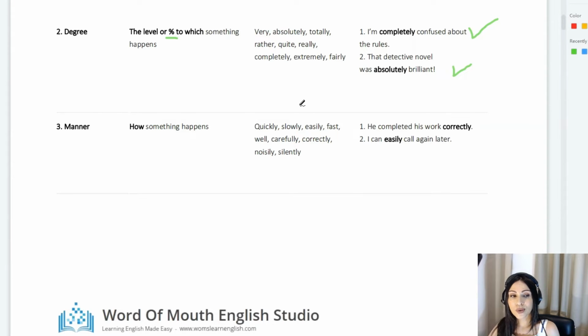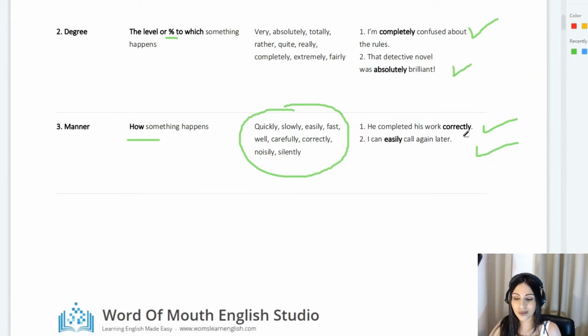We also have adverbs of manner that indicate how an action happens, whether it happens correctly, noisily, silently, or quickly, easily. So these are used with other verbs as well.